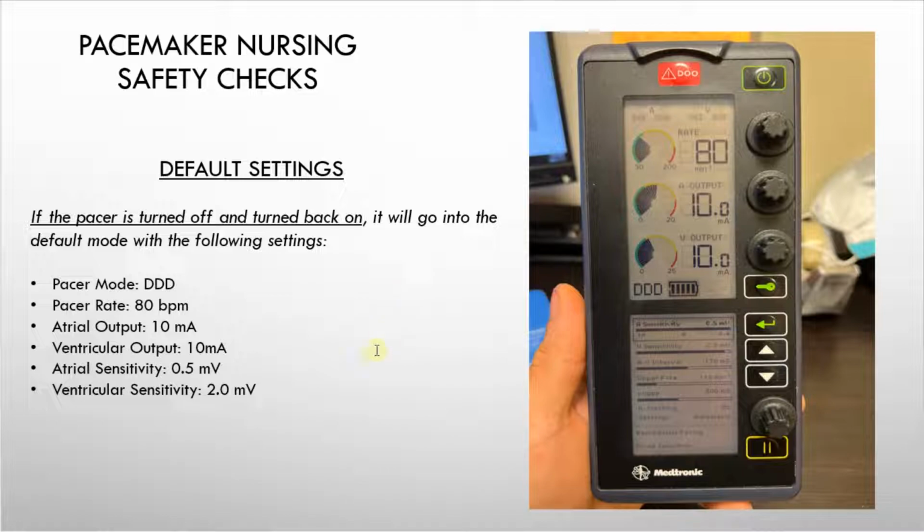So some of the default settings that you should be aware of is that if the machine gets turned on, it will automatically default into these settings, which is mode triple D with a rate of 80, atrial output of 10, ventricular output of 10 milliamp each, and the sensitivity of the atrial is 0.5 and ventricular sensitivity is 2.0. Nurse practitioners or the doctors, they can change these settings. This is just the default settings that if the machine gets turned off and turned on, these are the modes that will populate by default. So keep that in mind.